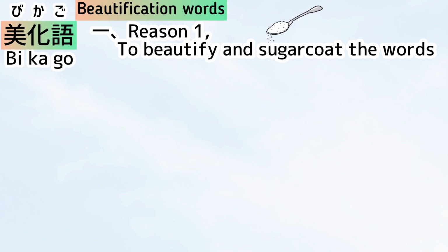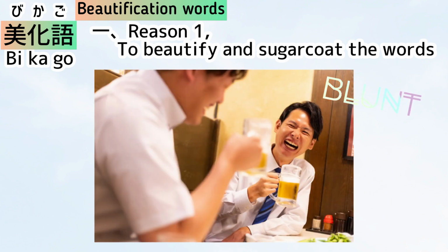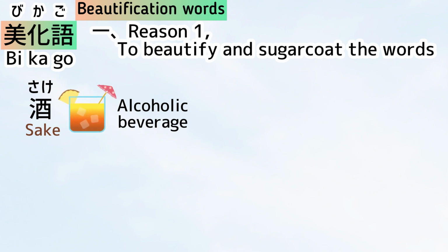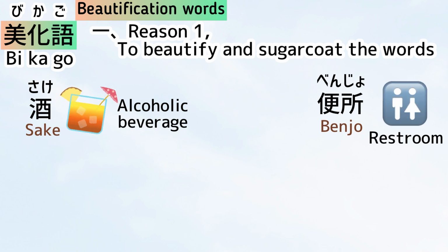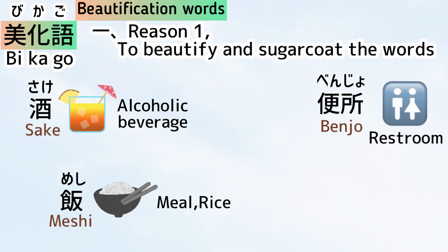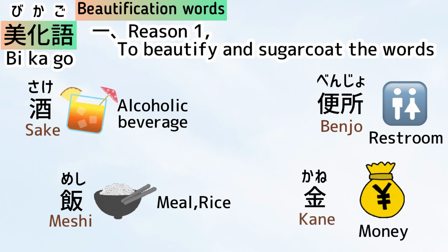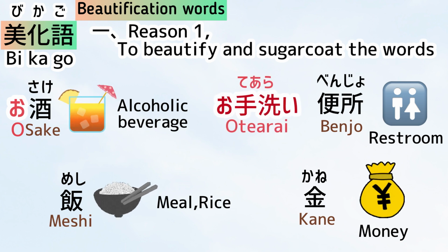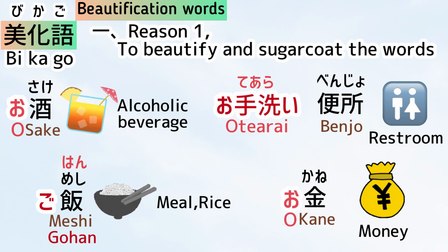Let's get started with the summary of prefixes o or go. In the first place, why do we have to add o or go to the beginning of words? Reason 1. To beautify and sugarcoat the words, which is called Bikago, beautification words. This is because there are many Japanese words that sound blunt and unclassy when used alone, such as sake, alcoholic beverage; benjo, restroom; meshi, meal, rice; kane, money. So you want to add o and go, and they will be osake, otearai, gohan, and okane.